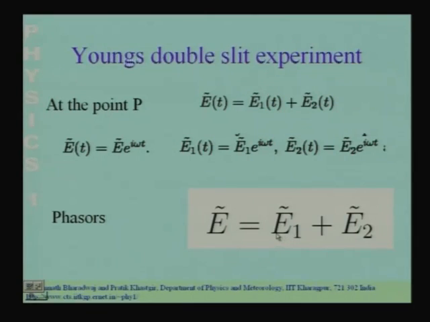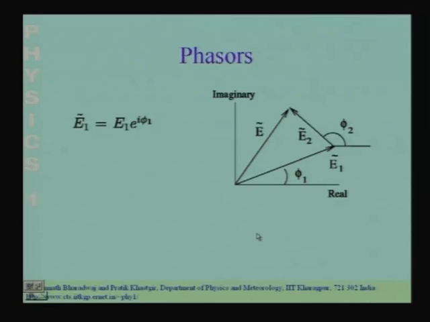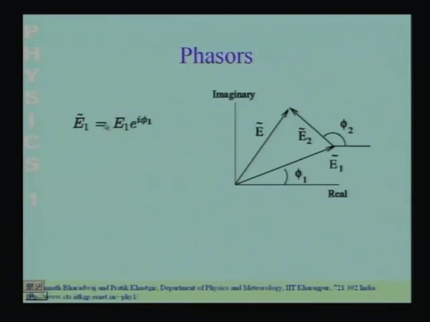Phasors have a very nice graphical representation. So, let me spend a little time discussing the graphical representation of phasors. You might have already encountered phasors in courses on electrical technology, but I think it would be a good idea to revise it briefly over here. So, we have the complex number E1 tilde, and it has a real amplitude, which is the magnitude of the complex number E1, and a phase. So, we can write this as E1 e to the power i phi 1.